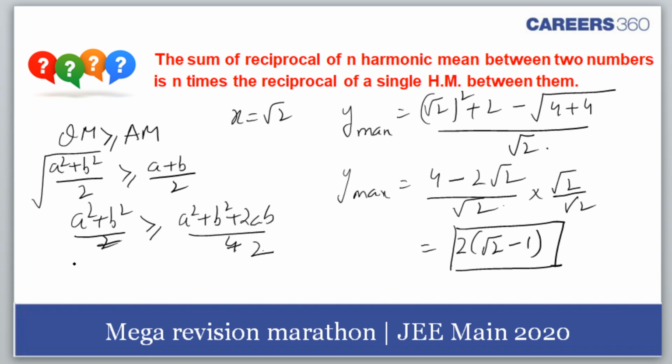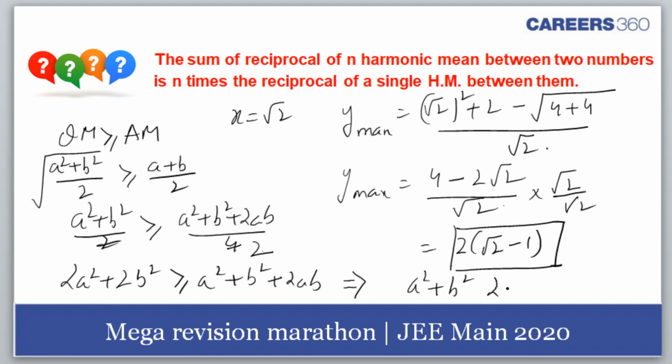2 is multiplied here, so I get 2a square plus 2b square is greater than or equal to a square plus b square plus 2ab, right? What is this? This would be a square plus b square minus 2ab greater than or equal to 0. Am I right? Now this would mean (a minus b) whole square is greater than or equal to 0, which is always true. And the equality sign exists when a is equal to b.